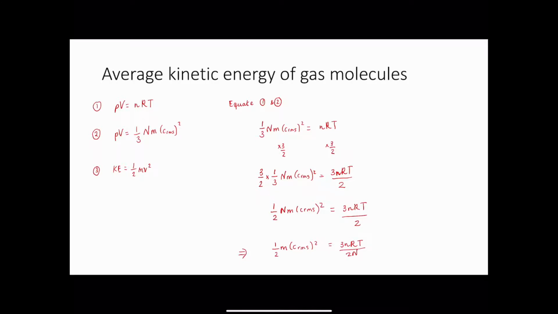Like so. So here we've got our average kinetic energy of the gas molecules. And that's obviously measured in joules as per. Little n, as usual, is our number of moles of gas. R is our molar gas constant, T is the temperature of the gas in Kelvin, and big N is the number of molecules of gas.